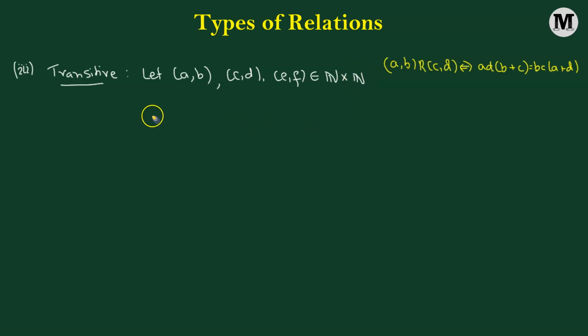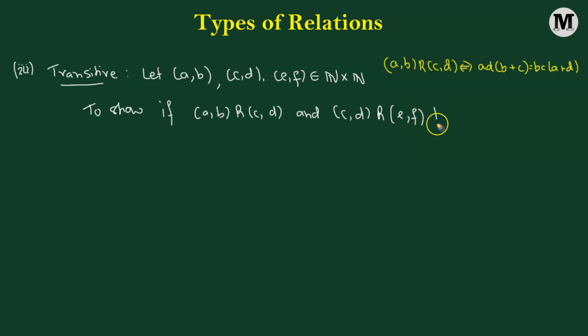Now we'll have to show that if we have the ordered pair (A, B) related to the ordered pair (C, D), and the ordered pair (C, D) related to the ordered pair (E, F), then it must be true that the ordered pair (A, B) must be related to the ordered pair (E, F) as well. So this is going to be our goal. That's what we need to show. Okay, so let us begin.